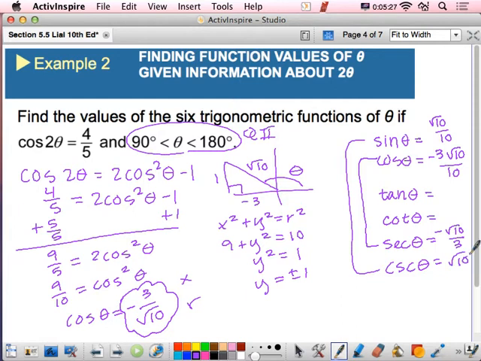And then we just need tangent. Tangent is y over x, which is negative 1/3. And cotangent is x over y.